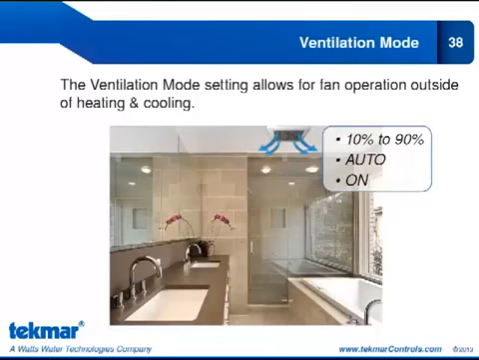Our ventilation mode setting is the same as in the 557. You can set it for auto, in which case the fan will operate with heating or cooling. You can set it for on, in which case the fan is always on. Or you can set it for a percentage of on time, so from 10 to 90%, where each 10% is equal to 6 minutes of on time per hour. So ventilation is also known to some as intermittent fan.